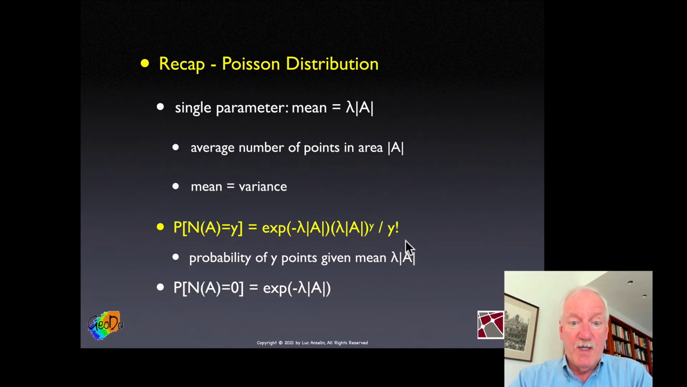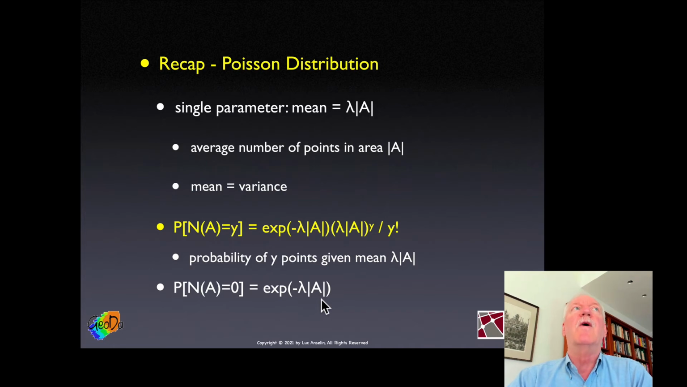So this is the classic Poisson distribution. What is of particular interest, and we'll see why later, is to compute the probability of having no points in a given area. And that's very simple because we just replace y by 0, and then in essence this part disappears, and all we have is a negative exponential of the average number of points in the area, negative lambda times the area. So that's very important for later on.